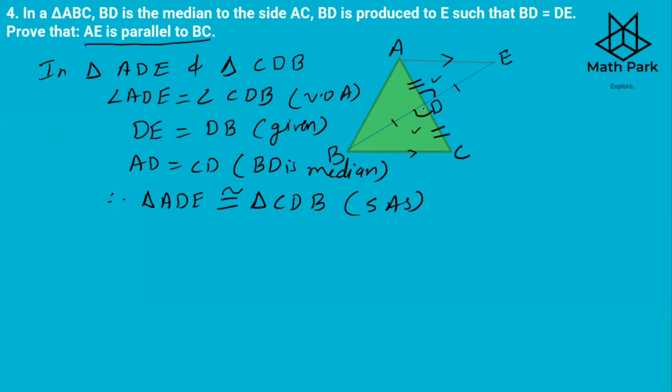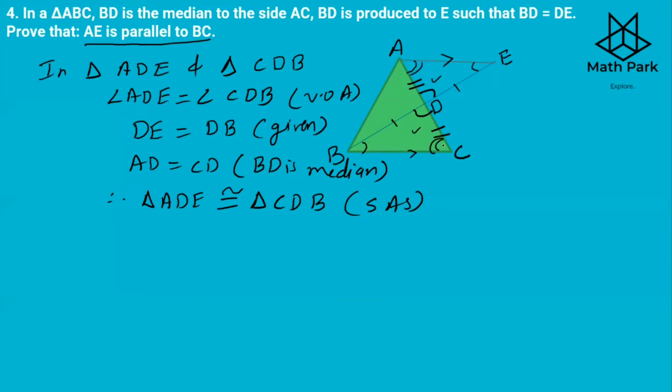For proving AE parallel BC, we know that two lines are parallel if alternate angles are equal, correct? Now, which two angles can we have equal? If these two triangles are congruent, you can see this E of this is equal to B of this. So, I can have either these angles equal by CPCT, okay? Or I can take this angle equal by CPCT. So, any one angle if I take, this becomes alternate angles.